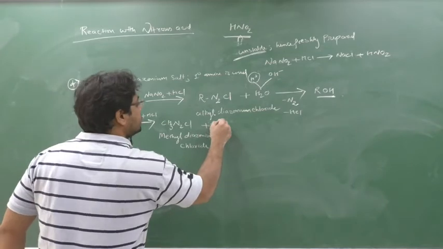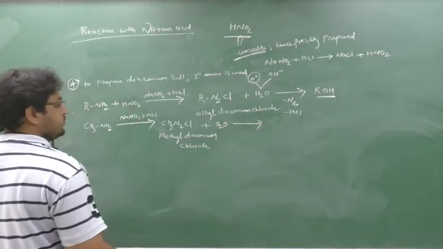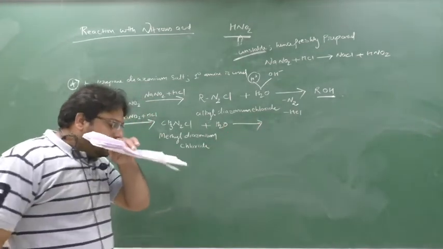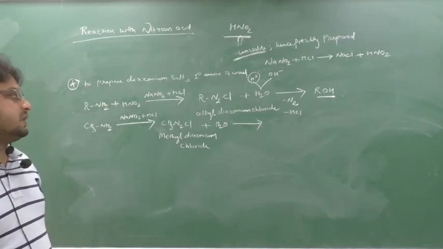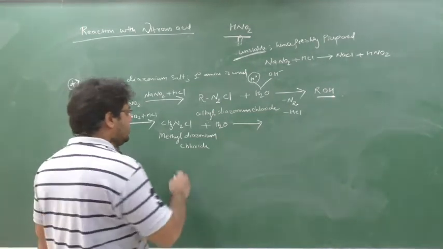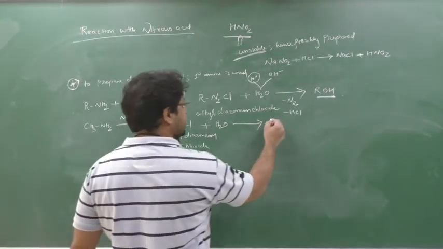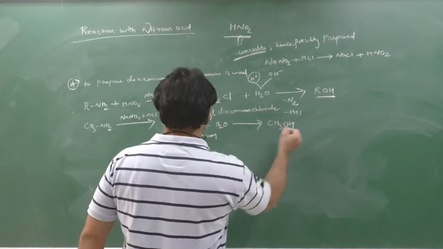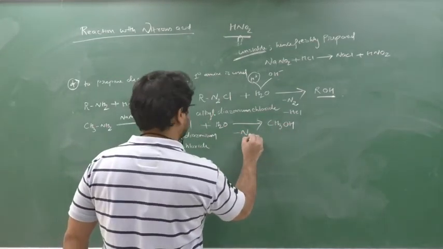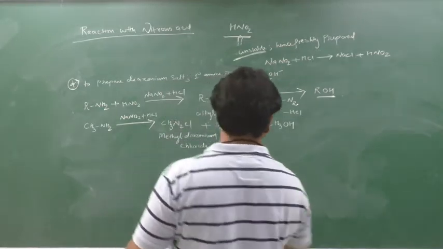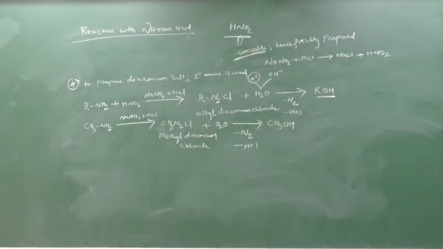When you do the hydrolysis, what will be generated? Alkyl diazonium chloride hydrolysis gives the alcohol. So which alcohol will it give? Yes, CH3, so I will get CH3OH. Nitrogen is supported, which means I will liberate nitrogen gas, and HCl will be generated here. Write this down. Clear? Now we will see this mechanism.